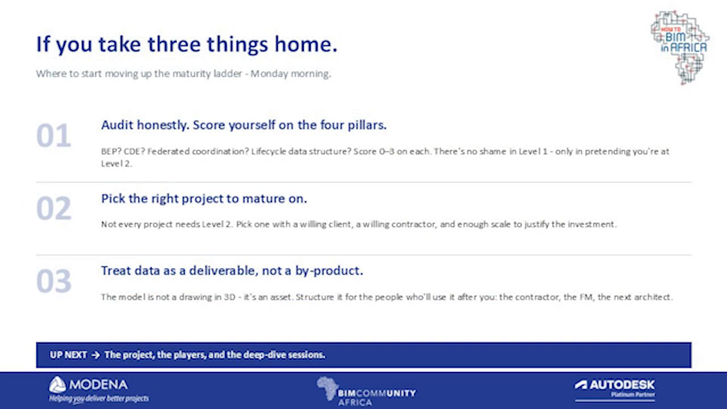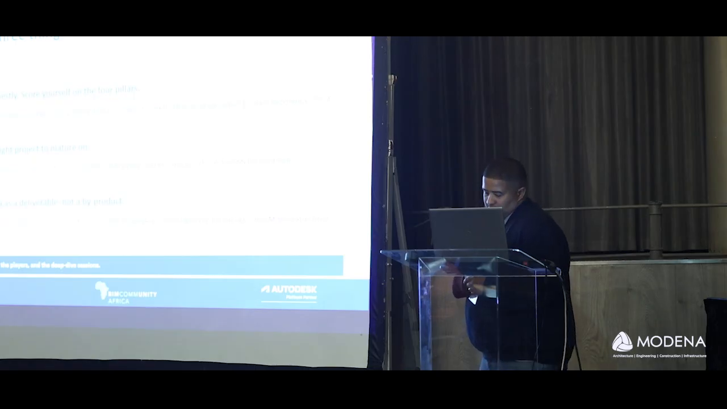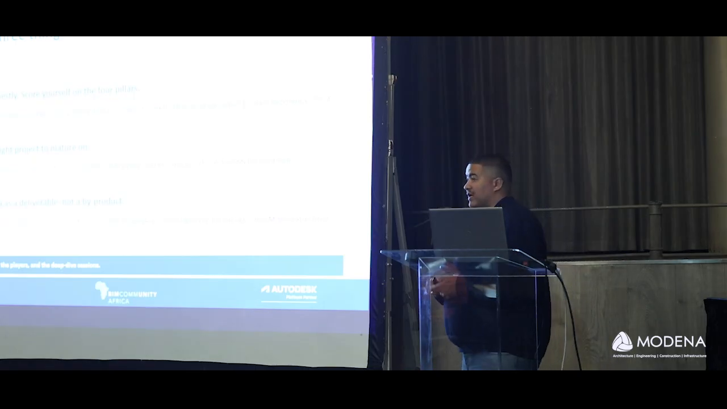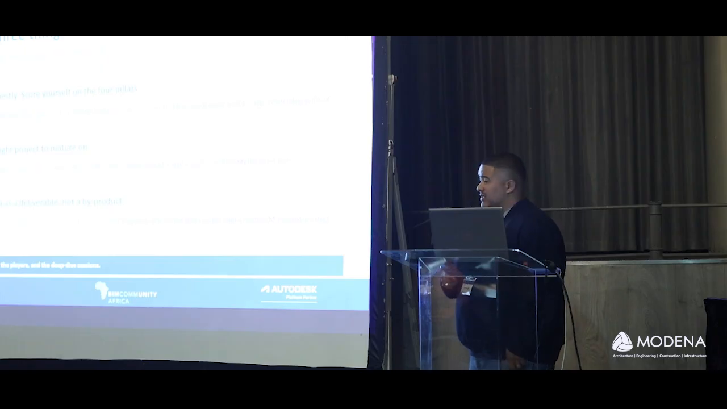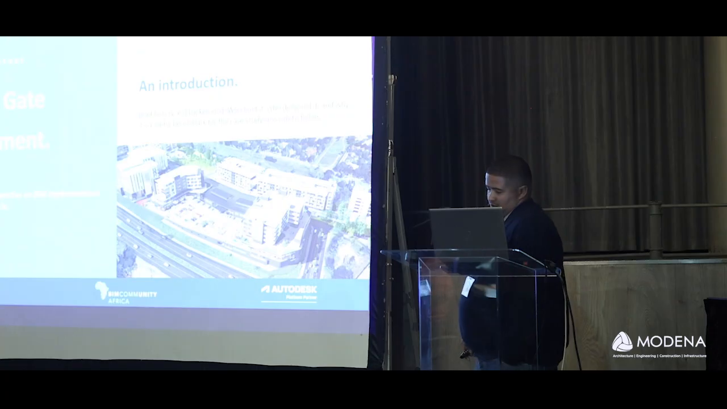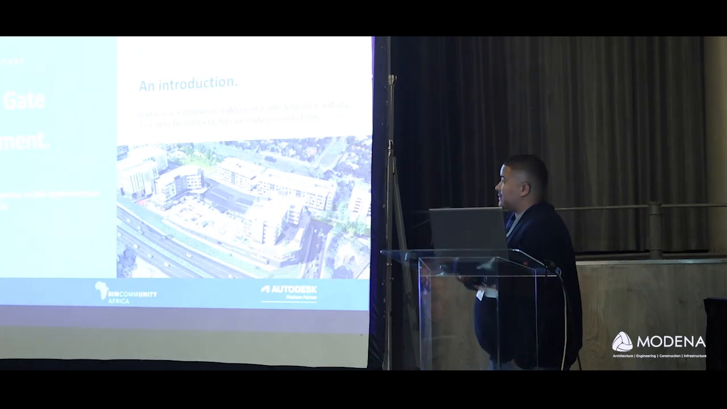So to summarize all of this, first, understand your workflows and where your organization sits based on maturity. Second, pick the right project to grow. You don't have to use all projects; use one specific project. And treat your data as a deliverable. The model is just as important as the physical building because it holds such rich information for the owner to run for the next phase or the next few years. And that wraps up mine.